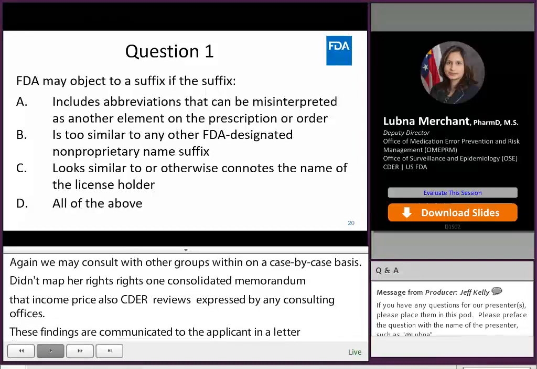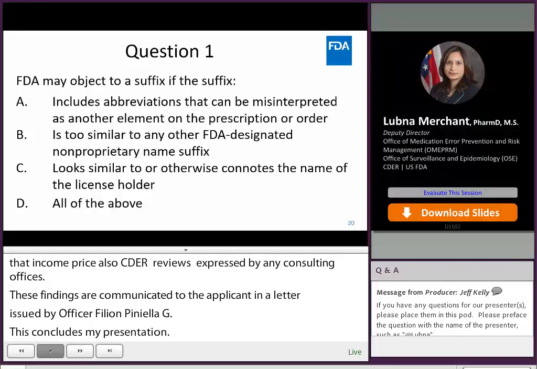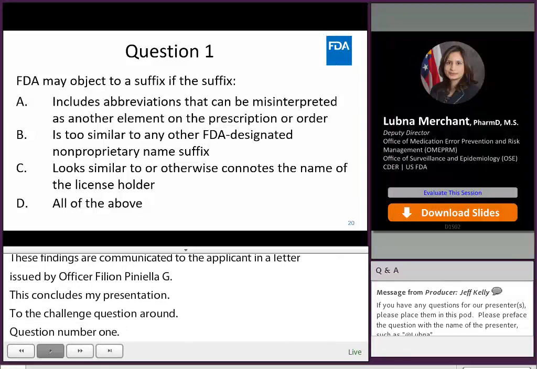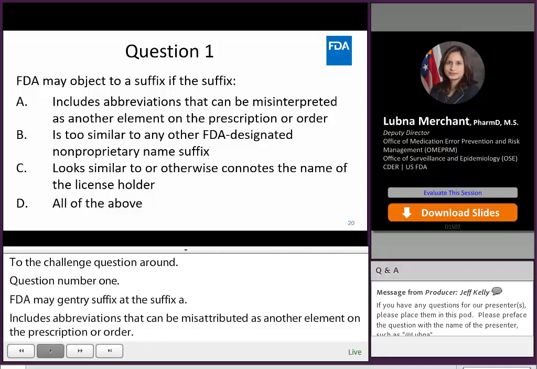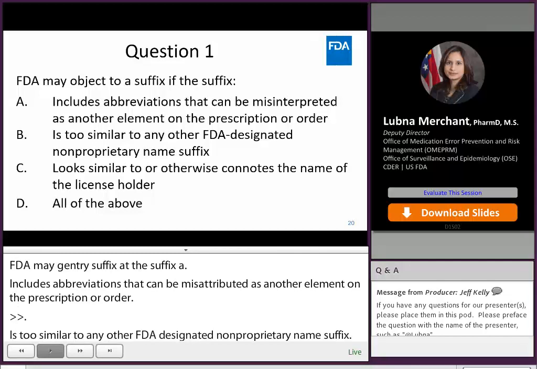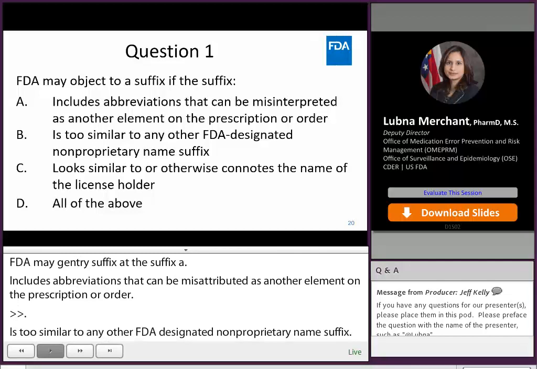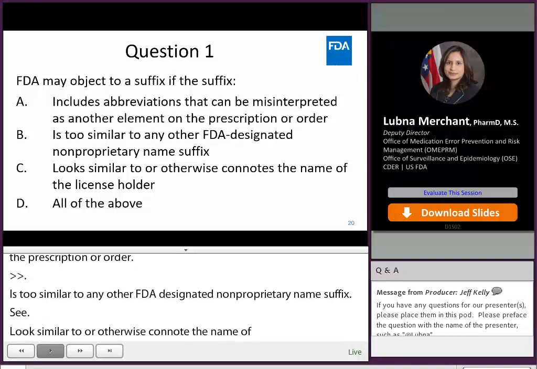Question number 1. FDA may object to a suffix if the suffix: A, includes abbreviations that can be misinterpreted as another element on the prescription or order; B, is too similar to any other FDA-designated non-proprietary name suffix; C, looks similar to or otherwise connotes the name of the license holder; and D, all of the above. I'm going to give folks a few seconds to decide on the correct answer.